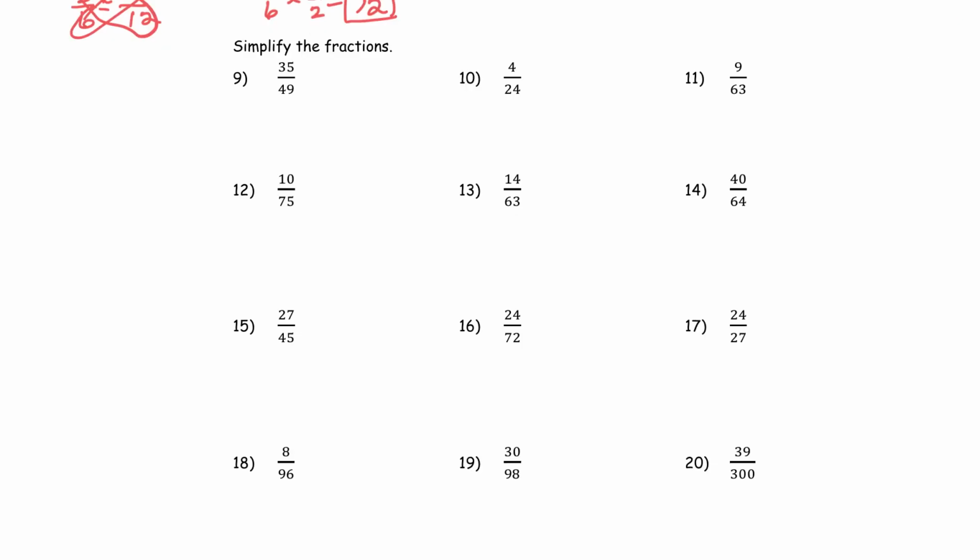Your job for today is to go ahead and complete numbers 9 through 20, put them in simplest form using the greatest common factor. Be sure that you are using the greatest common factor because that's the only way it'll be in simplest form. Now, tomorrow, hopefully you're listening, tomorrow we do have a quiz.